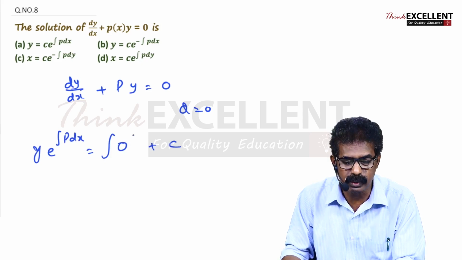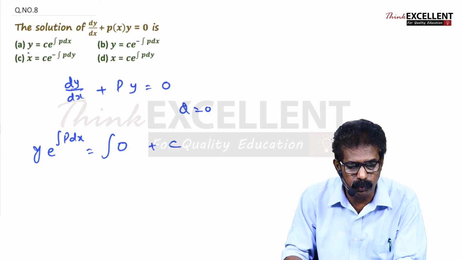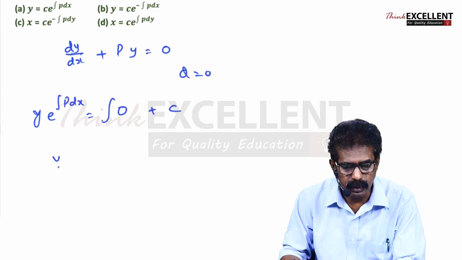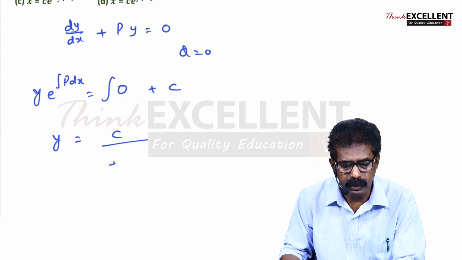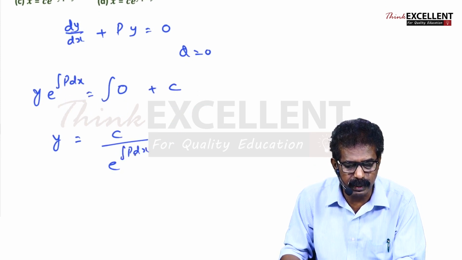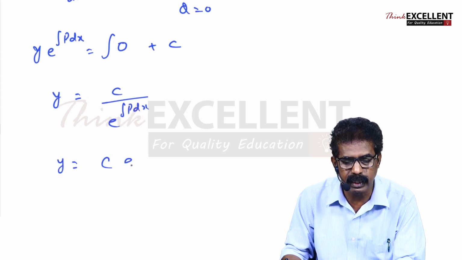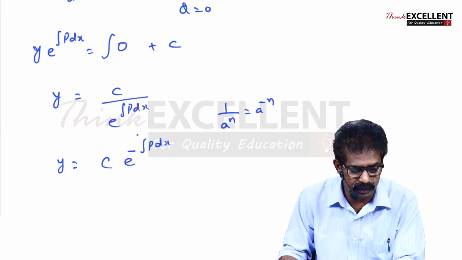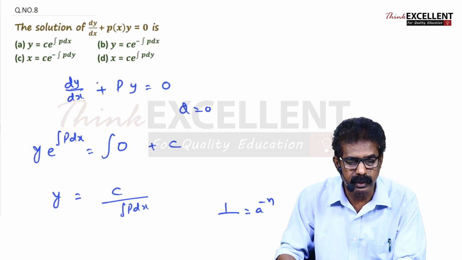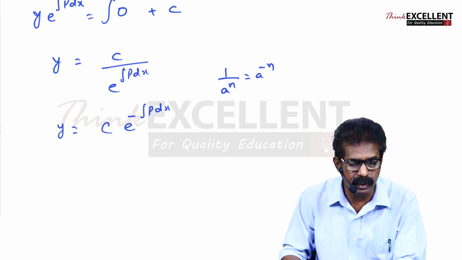Q value is 0, so this part is fully 0. In the answer you see how they have given y equal to c by e raised to integral p dx. Take it to the numerator, so you are getting y equal to c e raised to minus integral p dx, since 1 by a raised to n can be written as a raised to minus n. So here your answer is the second option, y equal to c e raised to minus integral p dx.